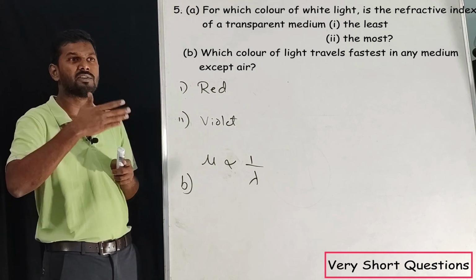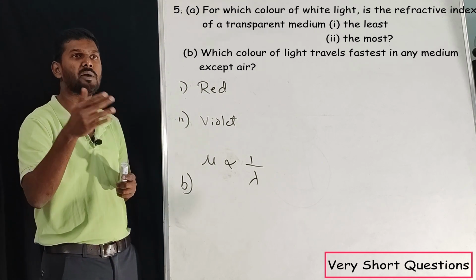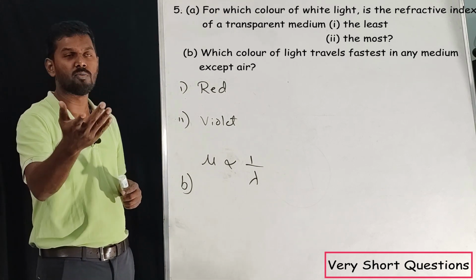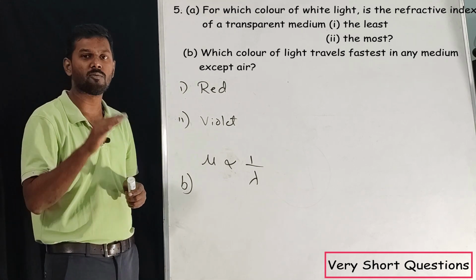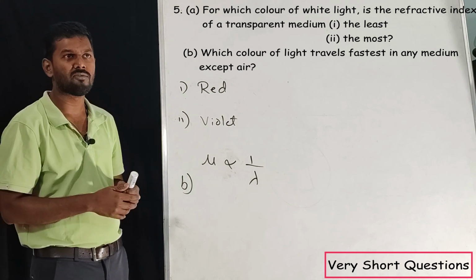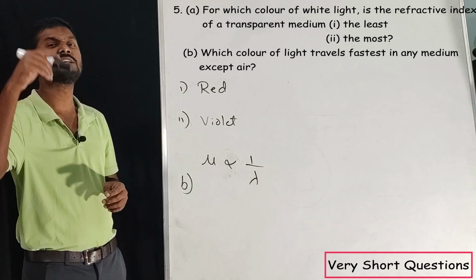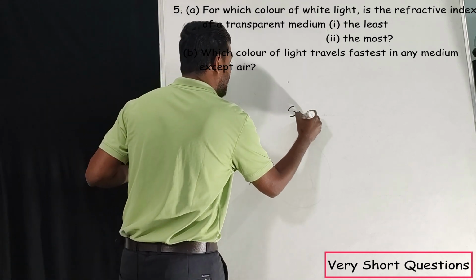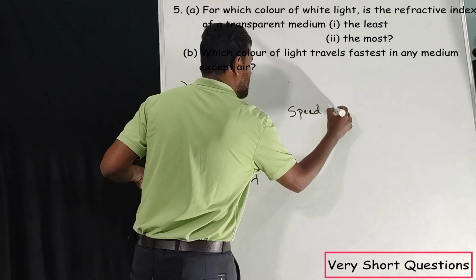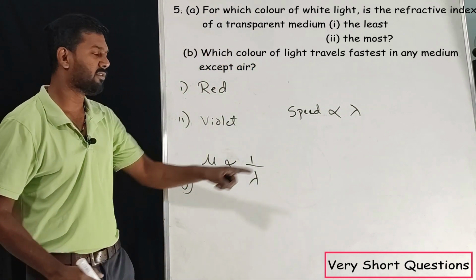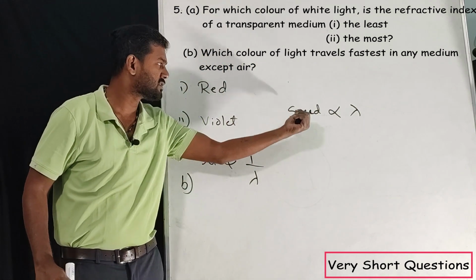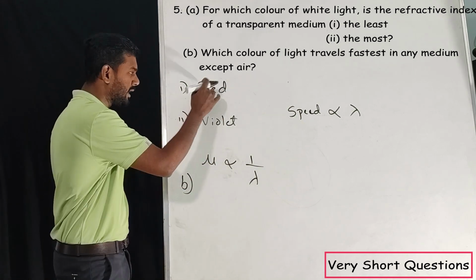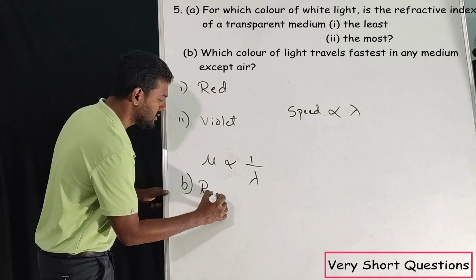So I'll repeat. Which color of light travels fastest in any medium except air? Except air means you have to consider it as except vacuum also. In any other medium except vacuum or air, which color of light will travel faster? If the wavelength is more, speed will be more. Keep this in mind. How are speed and wavelength related? Speed is directly proportional to wavelength. If the wavelength is more, speed will be more. That means which color has more wavelength? Red. So the answer for the second question is red.